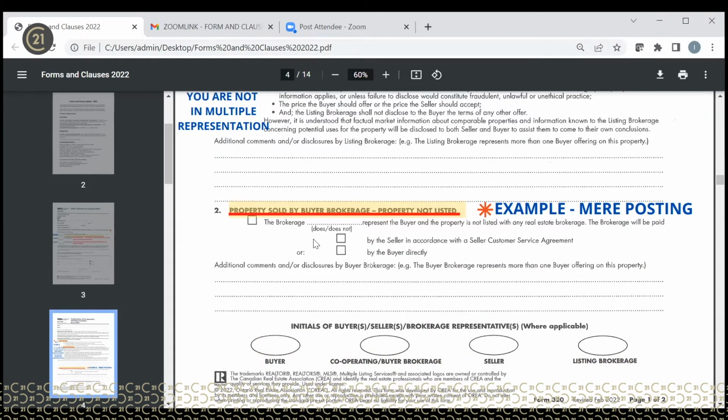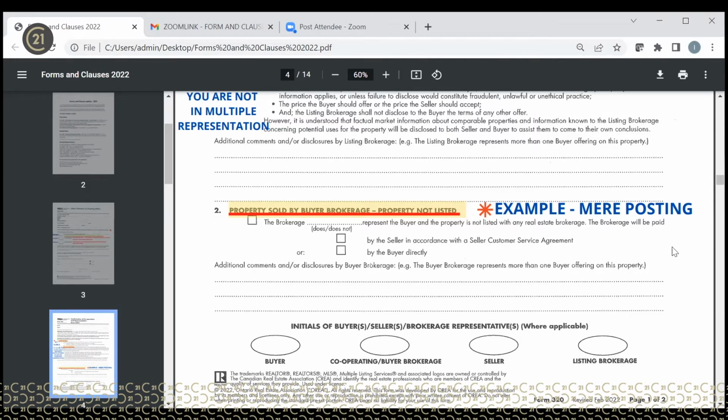Down here, you've got another option that the property is being sold by the buyer brokerage. So you are working for the buyer under a buyer representation agreement, and the property is not listed. So the brokerage represents the buyer. Property is not listed. The brokerage will be paid as follows. Now, this is also the section that you use for a mere posting.